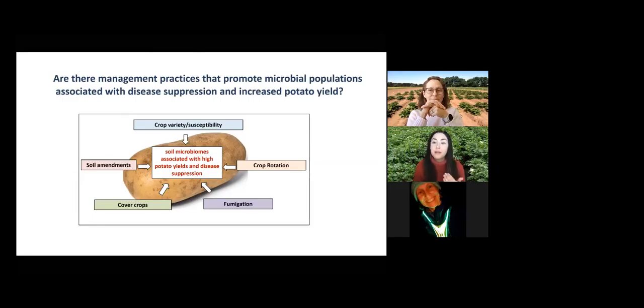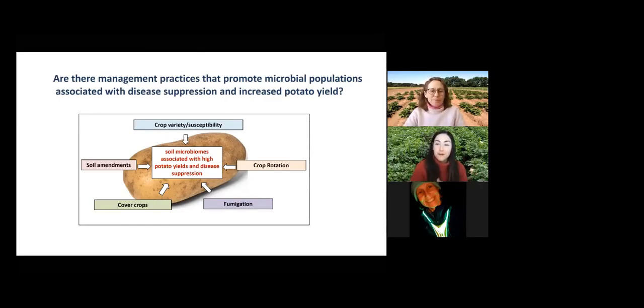But they use a different combination of management strategies, and those include crop variety, whether it's susceptible or resistant to different diseases in the soil, different lengths of crop rotation, if it's 2 or 3 year crop rotations, fumigation, if you're fumigating or not, cover crops, there's different types of cover crops, green manures or soil amendments and biologicals that are added. And all of these different combinations, we're trying to assess how the soil microbial community changes and if these changes are associated with high potato yields and disease suppressive soils.